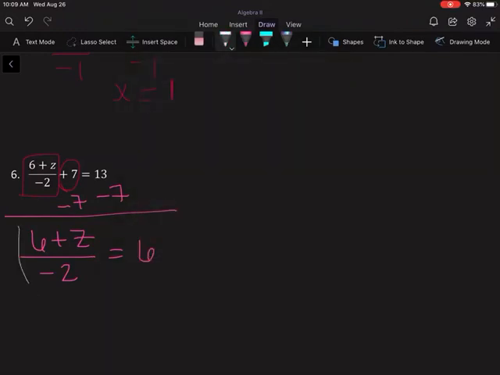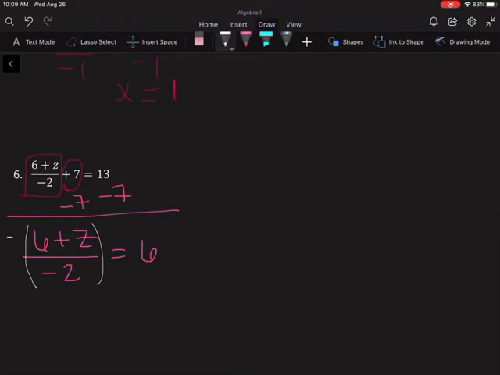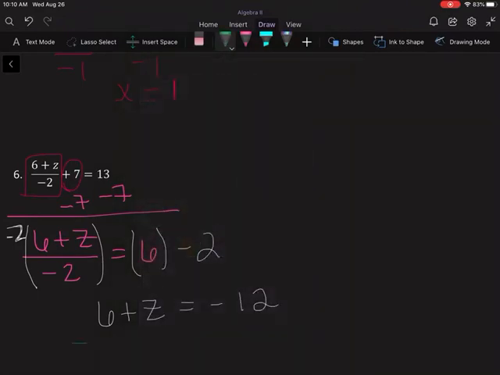Then, just like we did in the last problem, I'm going to multiply both sides by a negative 2. Negative 2. And I have 6 plus z is equal to negative 12. And then last step, subtract the 6. Z is equal to negative 18.